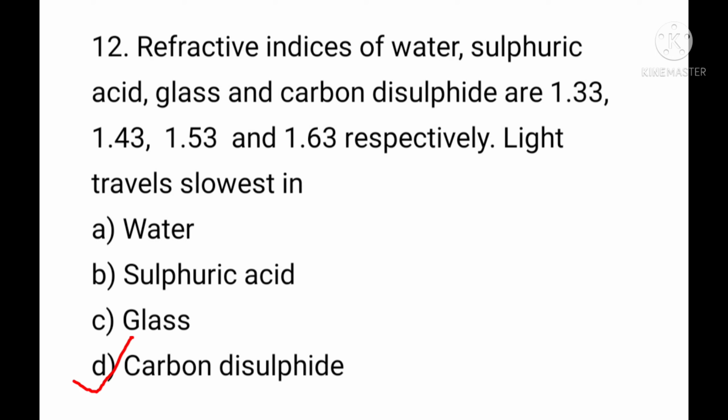because the refractive index of carbon disulfide is more. The refractive index of a medium and speed of light in that medium are inversely proportional to each other.